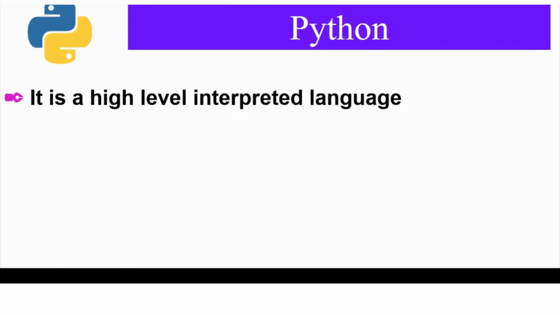Welcome to the Python introduction class. It is a high-level interpreted language. High-level means humans can easily understand this language, whereas low-level languages are mainly the machine language, which is understood by the computers, and low-level language is not understood by humans.